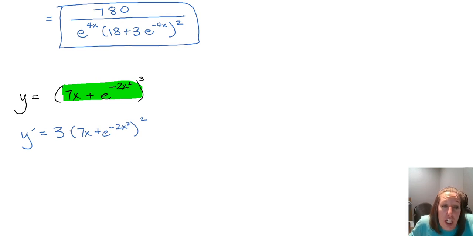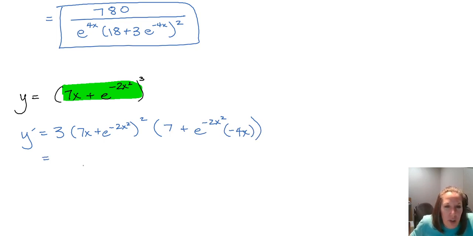But since that's not just an x, we need to multiply by the derivative of the inside, so the derivative of that green highlighted part. The derivative of 7x is 7. The derivative of e to the negative 2x squared is e to the negative 2x squared times the derivative of that exponent, which is negative 4x.